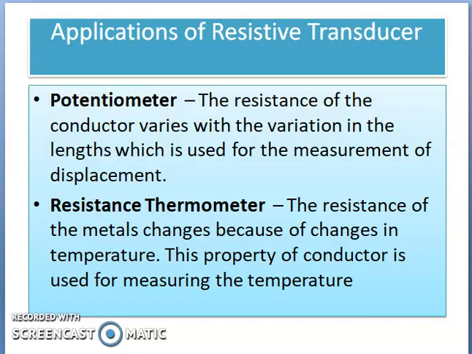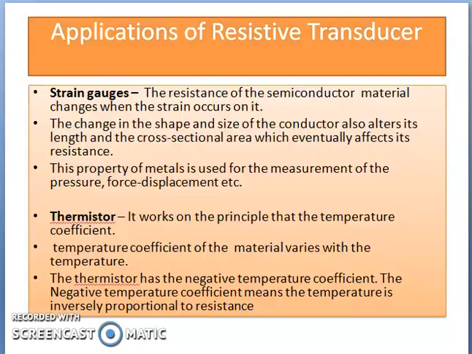Now, coming to the applications of resistive transducer. The first one is potentiometer. The resistance of the conductor varies with the variations in length, which is used for measurement of displacement. And second one is resistance thermometer. The resistance of the metal changes because of changes in temperature. This property of the conductor is used for measuring the temperature.